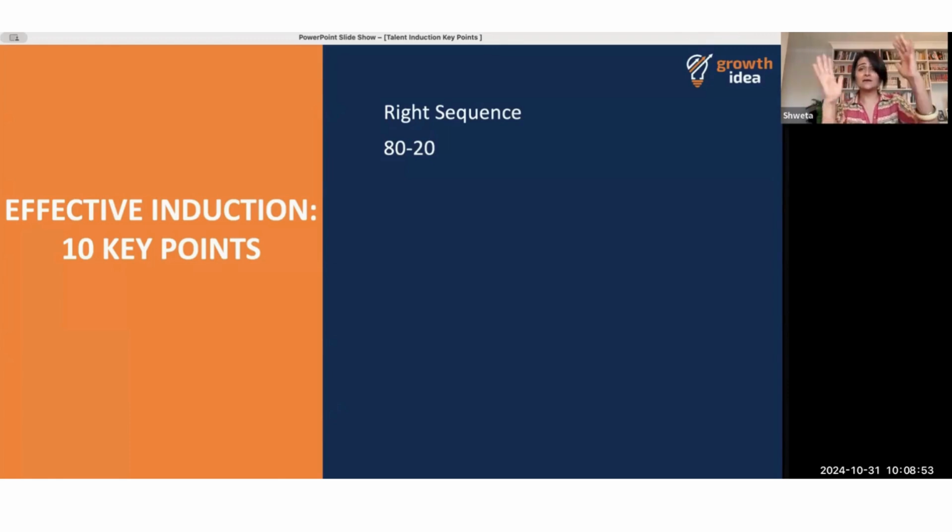If they can do other bits, that's amazing. But what's that one thing? And that's 80-20 thinking, right? Which I'm hoping everybody's familiar with. If not, please drop it in the chat box and the team can clarify. So that should be your way of thinking.